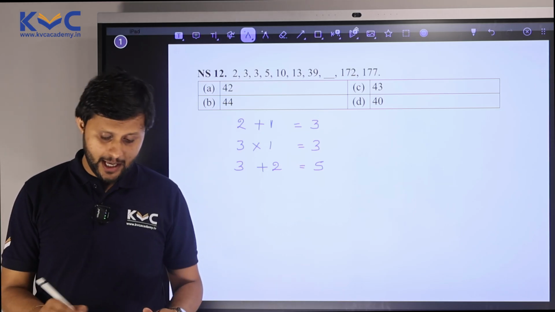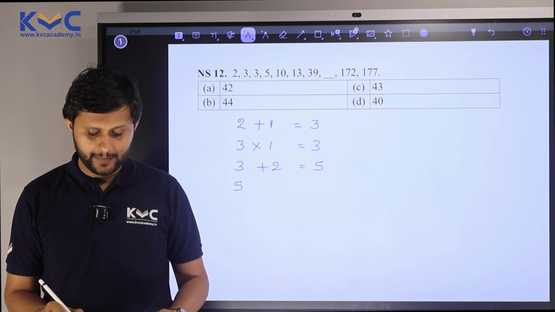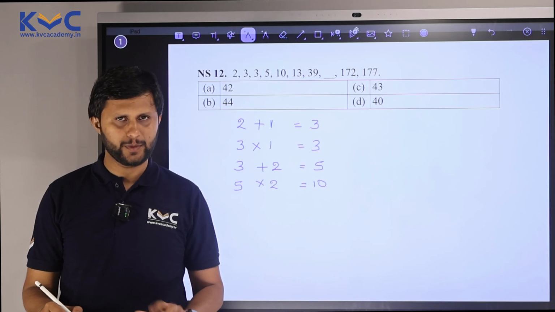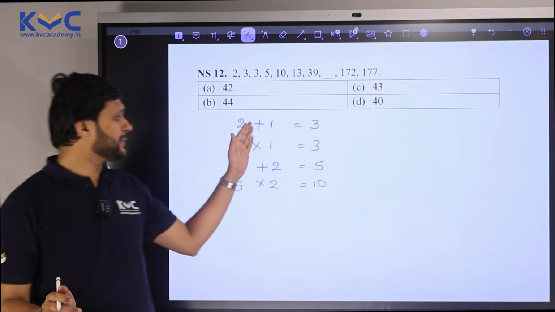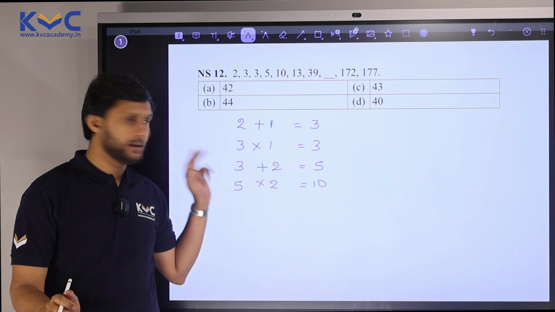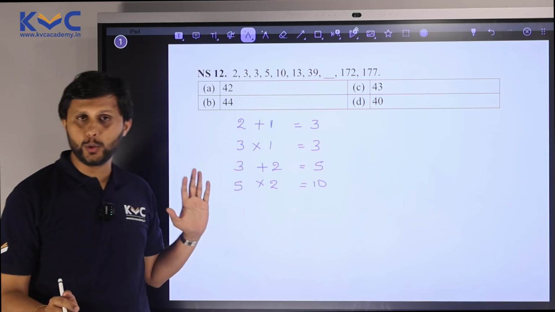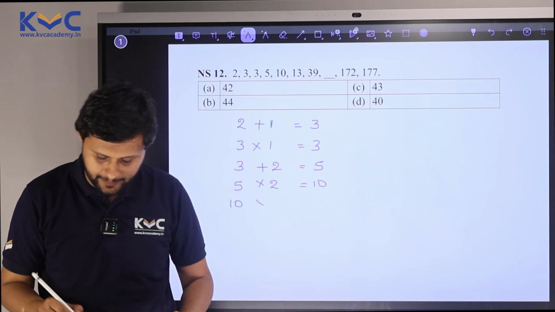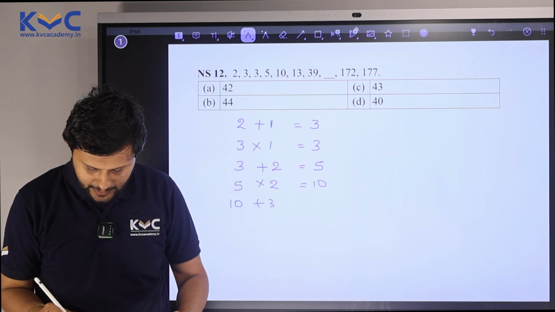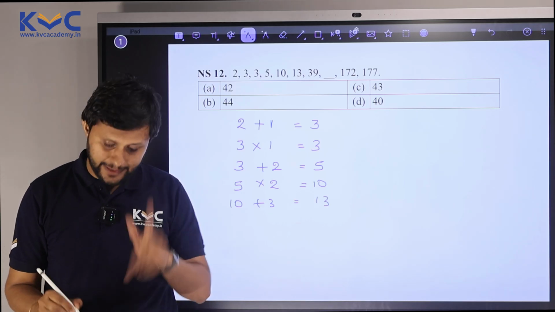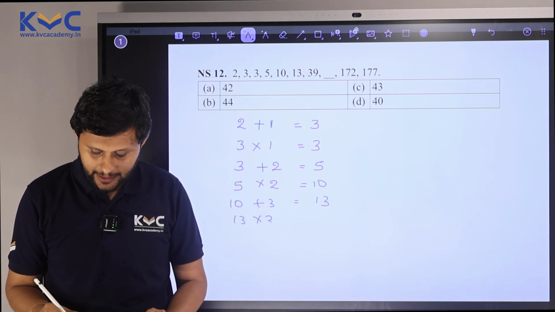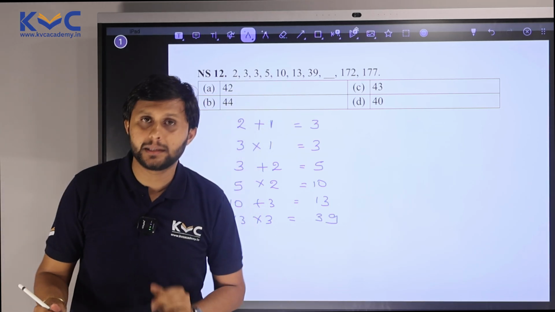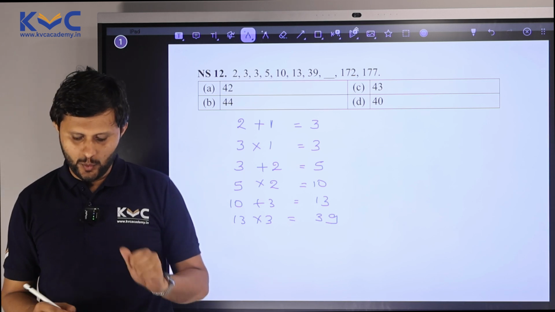Let's check if it continues. We'll take the last number now, 5. We should get 10. This I know for sure is into 2. Wait, I think I'm getting a logic. We had plus 1 into 1. We had plus 2 into 2. Maybe we are there. We take the last number, we do plus 3, which is 13. And we take that number and multiply with 3, which is equal to 39. That's the reason they have given us so many numbers. They're giving us time to get the logic. So now we have got it.